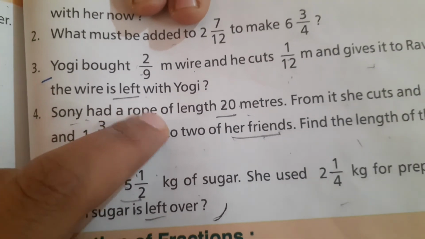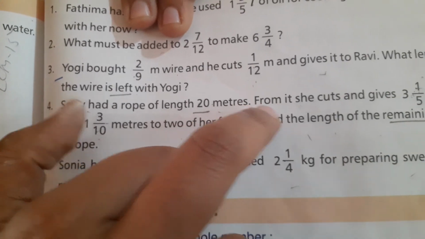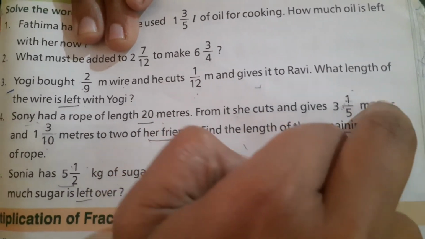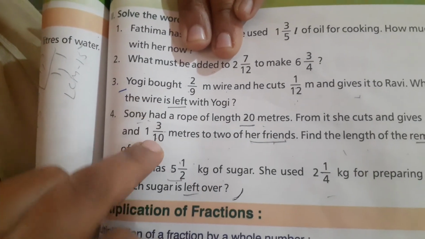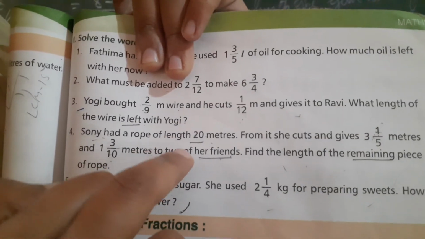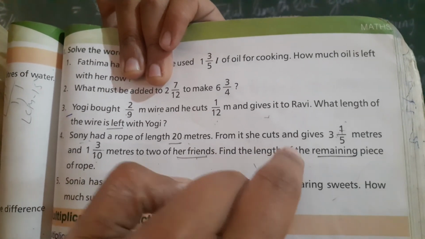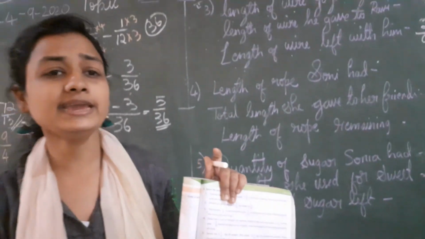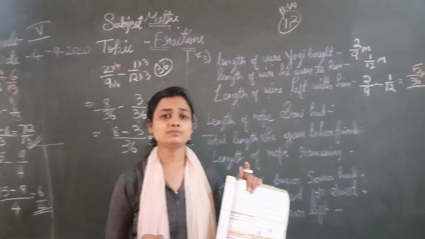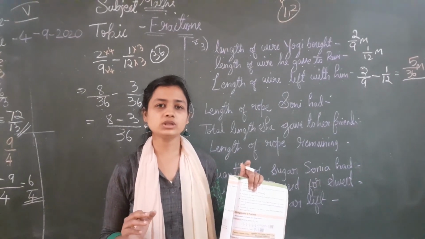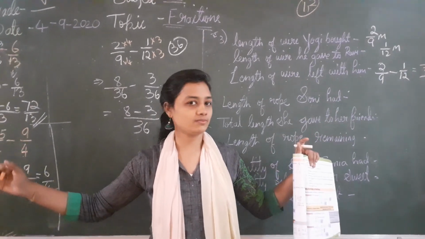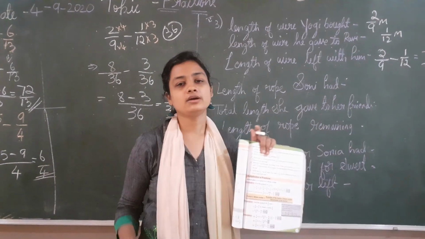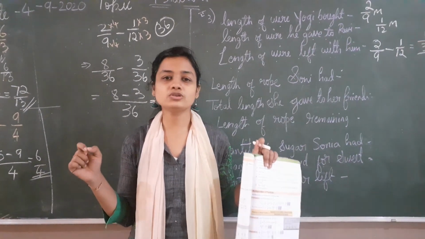Sony had a rope of length 20 meters. From it, she cuts and gives 3 1 by 5 meters and 1 3 by 10 meters to 2 of her friends. Find the length of the remaining piece of rope she has. Again you can see the word left, so it means subtraction. What did Sony do? She had 20 meters of rope and she cut 2 pieces from that and gave them to her 2 friends. Now how much rope is left with her?